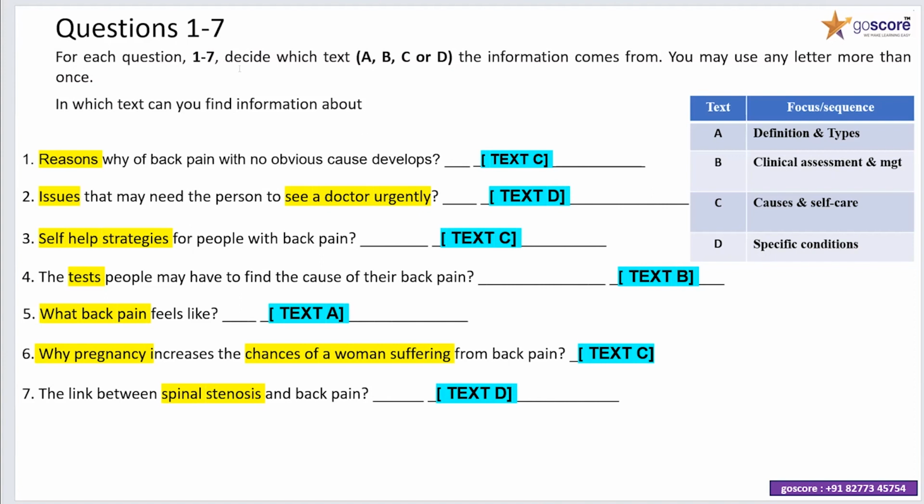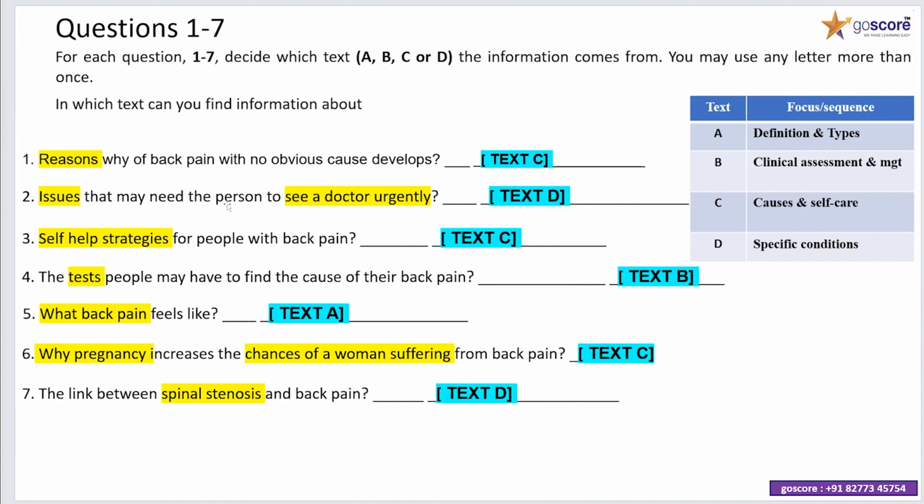Outline. So for questions 1 to 7, we have to find out from which text it is. Question number 1: reasons why back pain with no obvious cause develops. Here the hedging word is reasons. Reasons means causes, so the synonym of reason is causes. So it is text C.